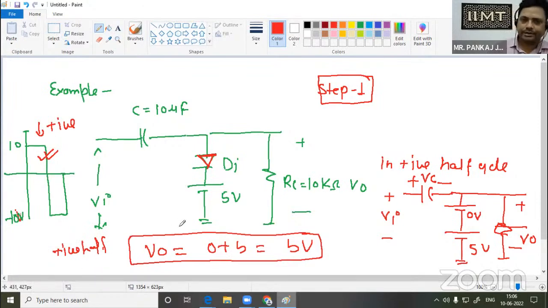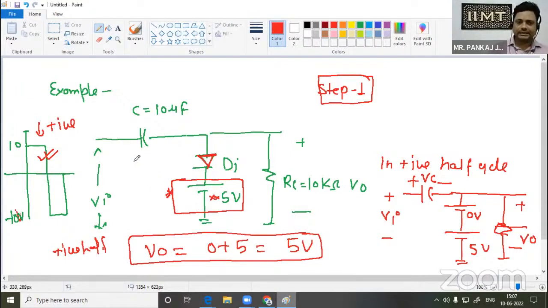Again I am repeating: we have to choose first that half cycle in which the diode will be in forward bias condition, irrespective of the DC battery. When considering forward or reverse bias, we do not consider the DC battery attached with the diode. Since the P-type semiconductor is connected with the positive terminal of the battery, we choose the P-type or positive half cycle first for analysis. So in the positive half cycle, we have plus 5 volt output.